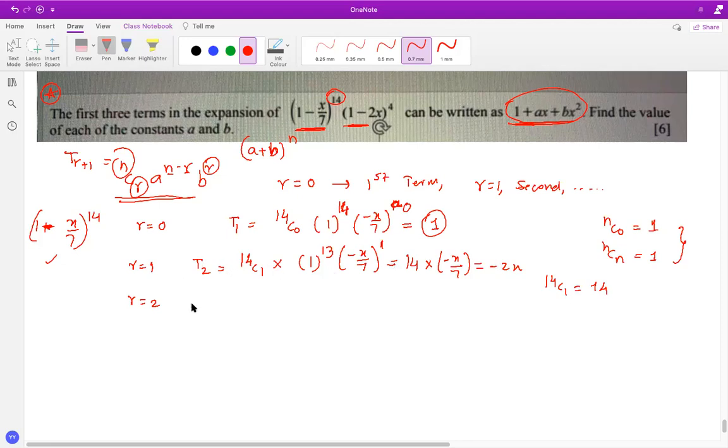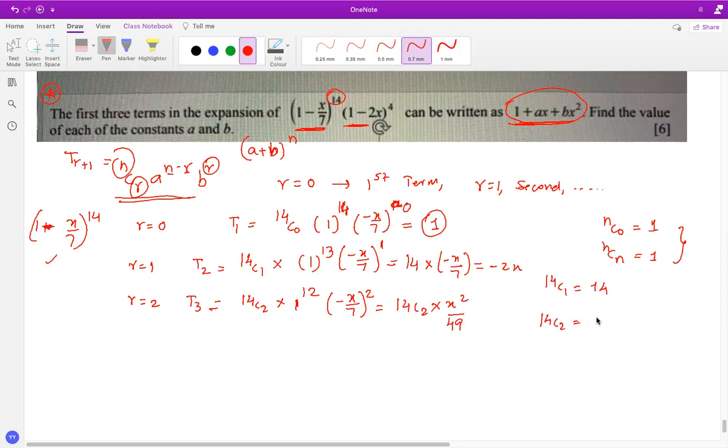Now, T3 is going to be 14C2 times 1^12 times (-x/7)^2. This simplifies to 14C2, and 1^12 is 1, times x²/49. So be careful about the signs that you take. You can clearly see it alternates plus, minus, plus. It comes automatically. Now just for ease of calculation, you can evaluate what's 14C2.